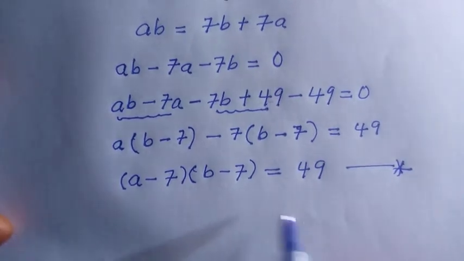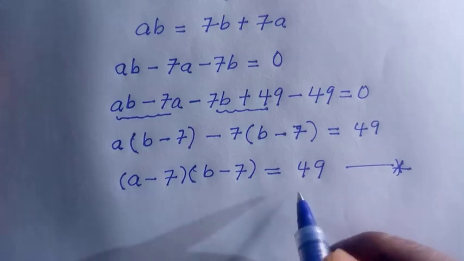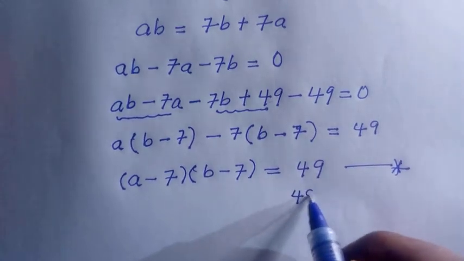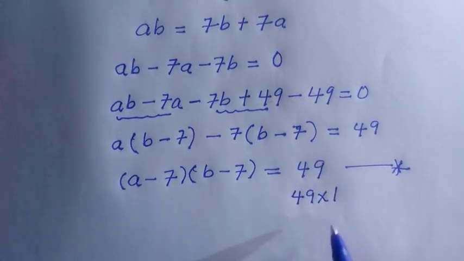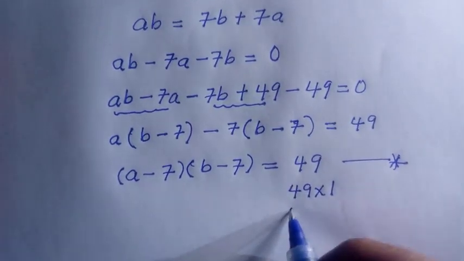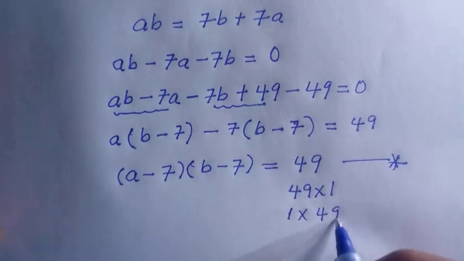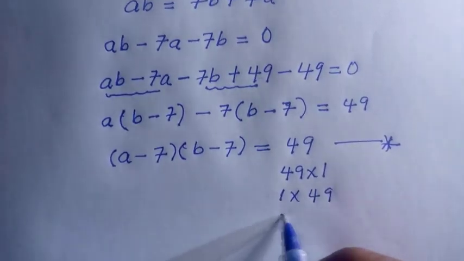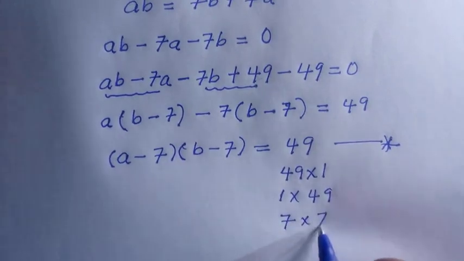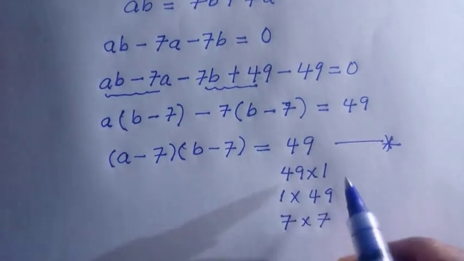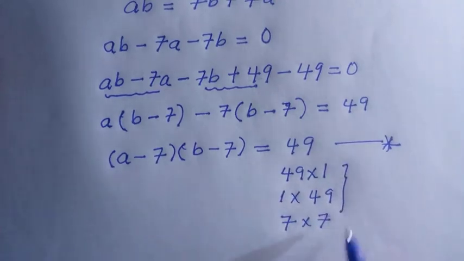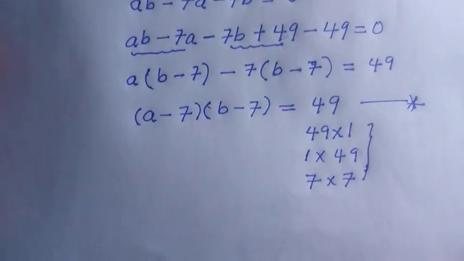And what are the things we have to consider? Since we say it's a member of positive integers, then the positive values we can have are 49 multiplied by 1, or 1 multiplied by 49, and we can also have 7 multiplied by 7. Here are the three cases we have to consider. So let's try to do that.